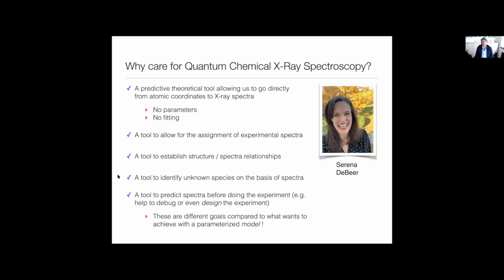Quantum chemistry can be a tool to predict spectra before doing the experiment, and in some cases even it can help to debug the experiment or even help the experimentalist to design the experiment. That's actually a use that I didn't have quite on the radar, but Serena was very strongly insistent on that. And in fact, I learned over the years that her group, very often before they go to the beamline, run some calculations to help themselves understand what they could expect, and more often than not, these calculations have been helpful in finding mistakes in the experiment that were ironed out.